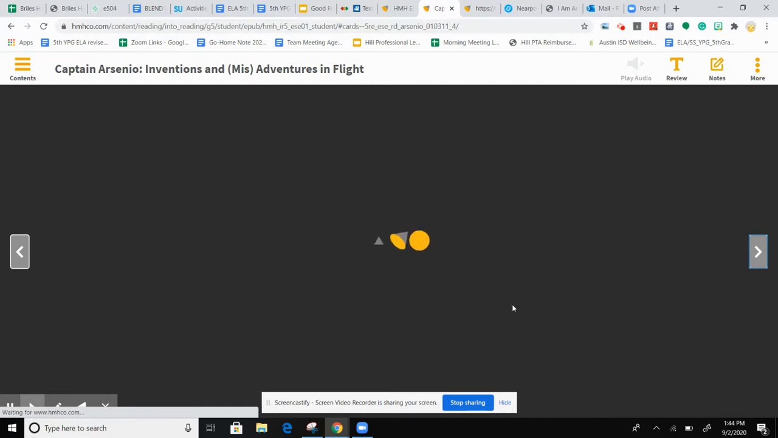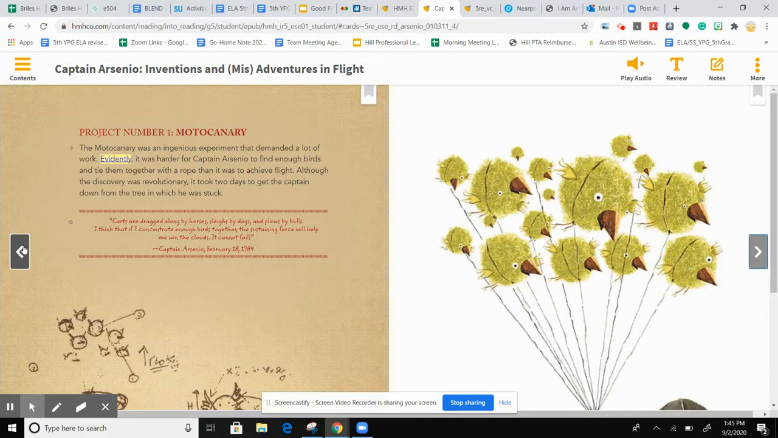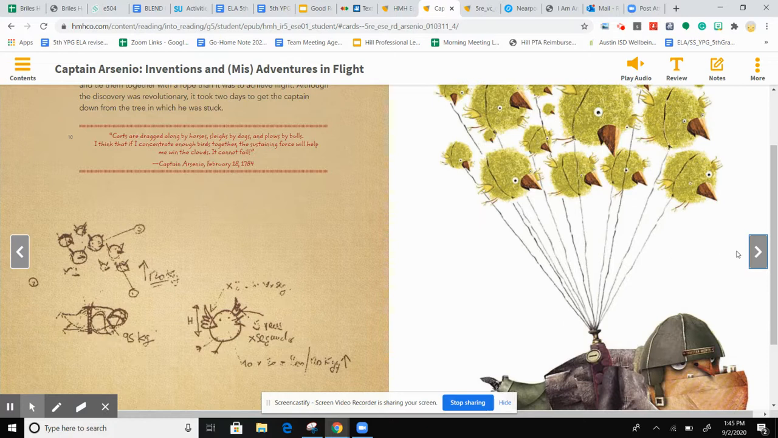And there are even charts and graphs in Captain Arsenio. You'll see that Captain Arsenio goes up like he's going up a mountain in a graph. He gets better and better and better, and then he fails. All right. And they have diagrams that they've labeled, like this one, he weighs 95 kilograms.